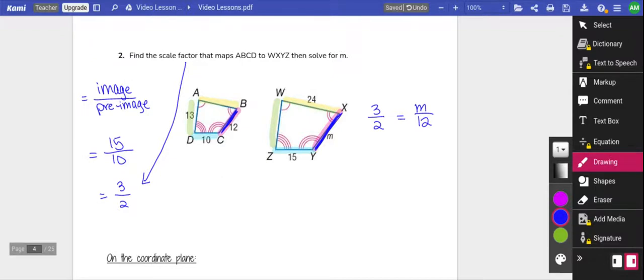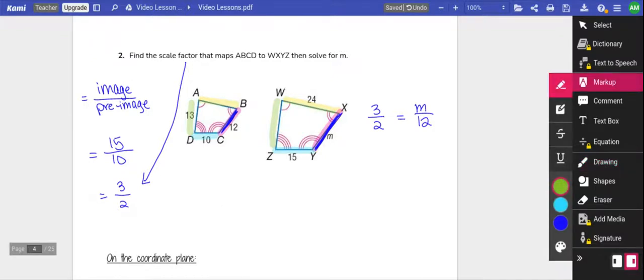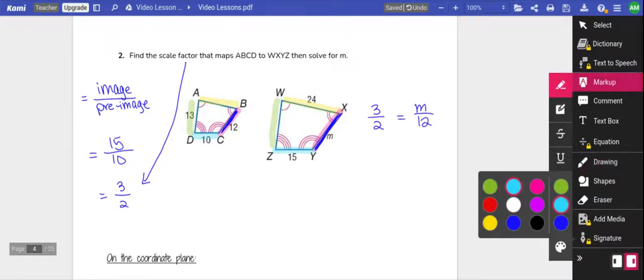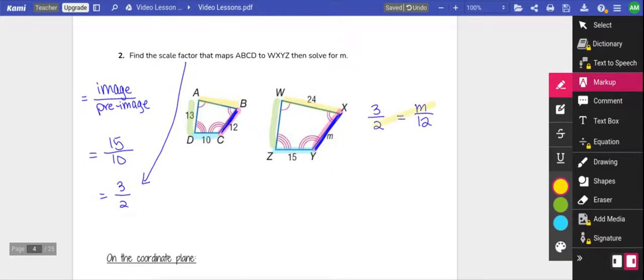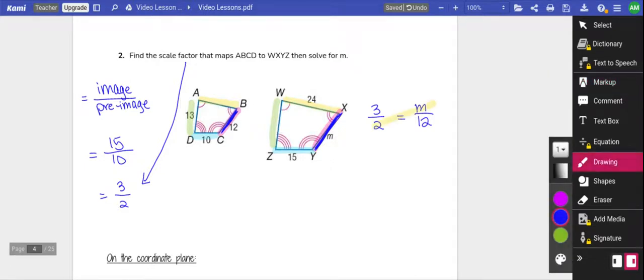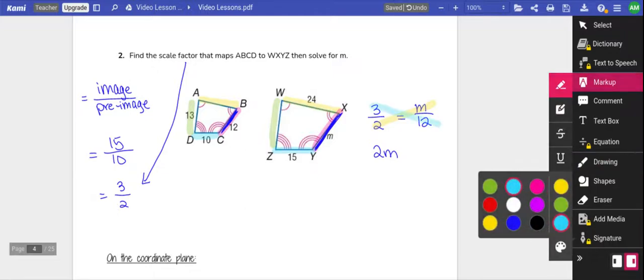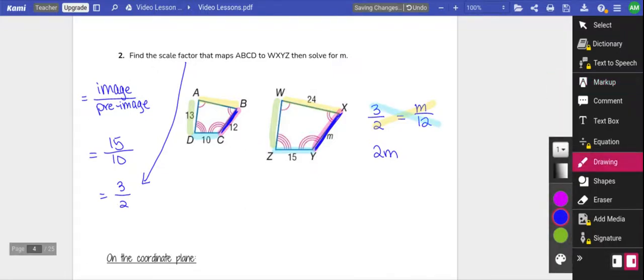Now we're going to use some cross multiplication, some means and extremes to solve. So 2 times m is 2m, and 3 times 12 is 36. I can divide both by 2 and get m is equal to 18.